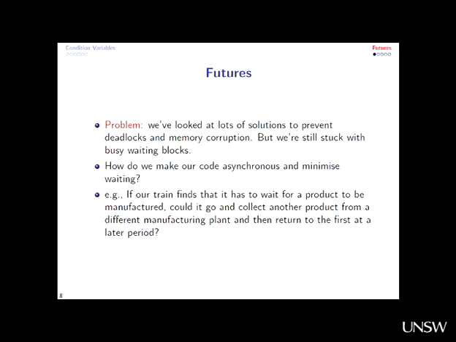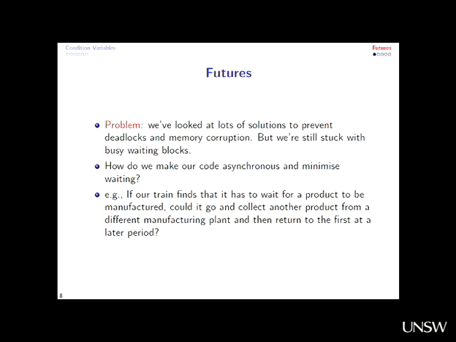Okay, so we've looked at solutions that prevent deadlocks, we've looked at solutions that prevent memory corruption, but we're still stuck with this busy waiting problem. And busy waiting literally wastes time. And so the question that we have is, how can we make our code asynchronous and minimize waiting? How can we do this? Again, everything about multi-threading is all about performance. How quick can we go?